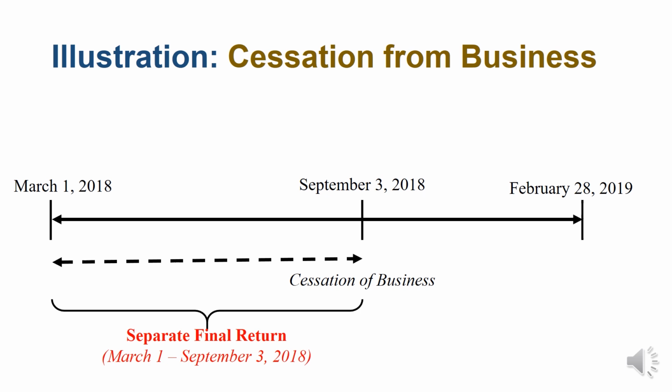Okay? How about September 4 to February 28, 2019? Since there will be no more business, therefore there will be no more income tax return or income to be computed after the cessation of business.